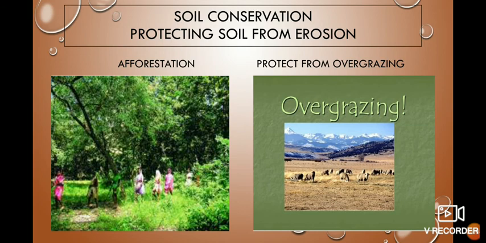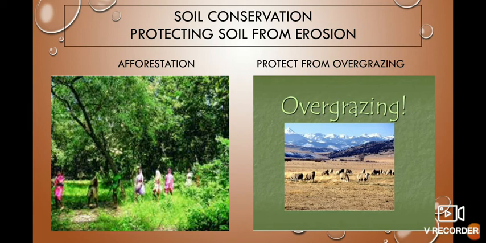The process of preventing erosion is called soil conservation. Okay, protecting the soil from erosion is called soil conservation. What are the different methods of soil conservation? The best method is afforestation. Grow trees, grow plants, even grasses are okay. Why? Because their roots hold the soil tightly and do not allow it to be eroded either by the wind or by the water. So, growing plants or afforestation is the best method of soil conservation.